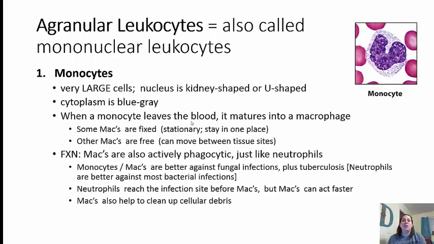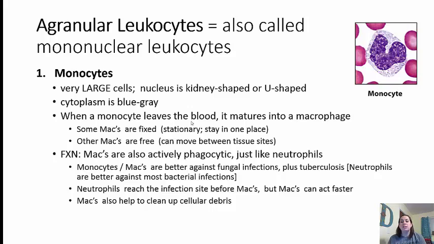Now we want to look at the agranular leukocytes. These are also called mononuclear leukocytes because their nucleus is going to be in one piece. Now you'll notice in this particular case for the monocytes or the macrophages that the nucleus can be in a kind of awkward or weird shape, and if you see here it's like a U or a horseshoe shape. Monocytes are called macrophages because they are very large cells. Their nucleus is normally kidney shaped or U-shaped. The cytoplasm is more of a blue-gray color.